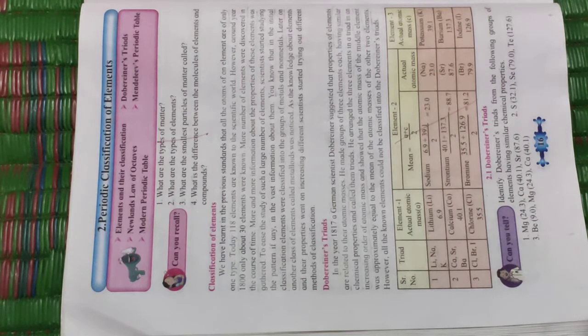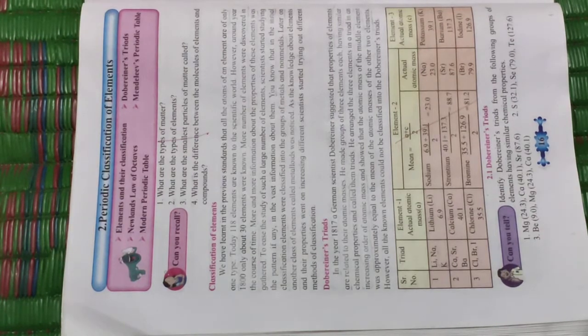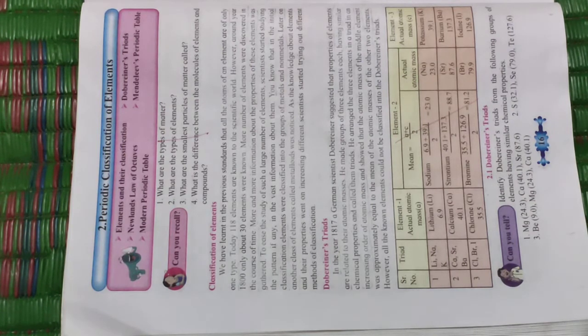Okay, so first, Dobereiner's triads. I told you that Dobereiner was the first to try to arrange the elements. How did he arrange the elements? He made groups of three elements, where the mean of the first and third elements is approximately the atomic mass of the middle one.